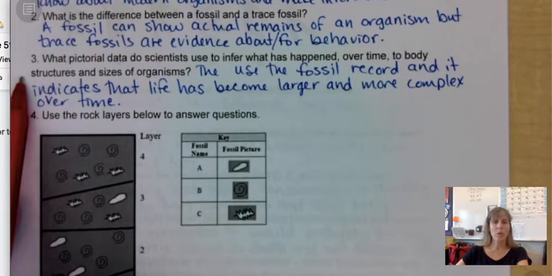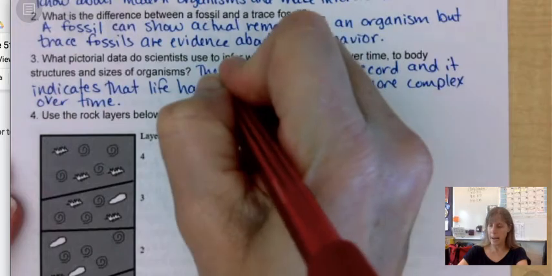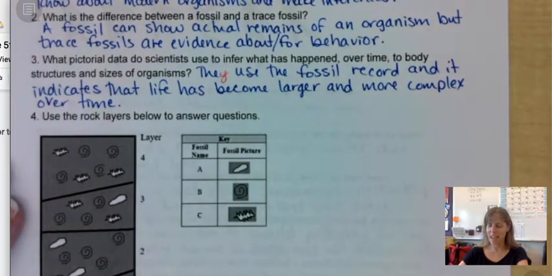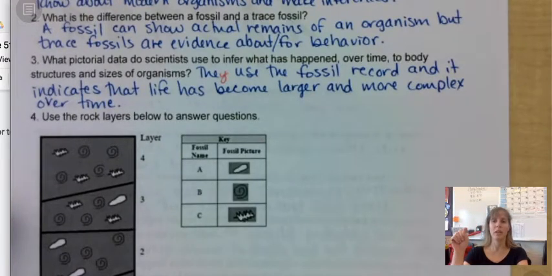Number 3, what pictorial data do scientists use to infer what has happened over time to body structures and sizes of organisms? So the use of the fossil record, that's what they use. They use the fossil record, and it indicates that life has actually become larger and more complex over time. There are things that have become smaller in size, but since the very beginning, if you look from individual, single, unicellular organisms, then it goes to multicellular organisms, and then more complex organisms over time. Now, dinosaurs were huge. They no longer exist, but we still have huge things like whales.